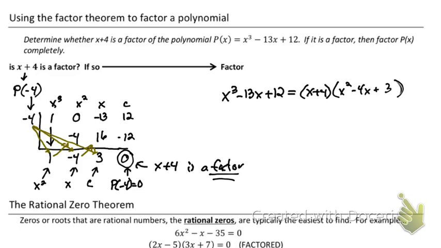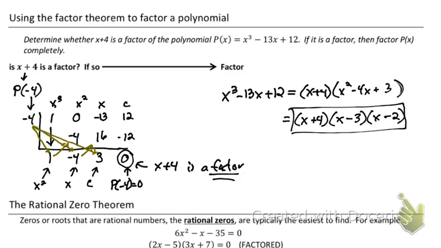All right, so here's the thing. Now we have x squared minus 4x plus 3. That means we can factor it, we can complete the square, or we can use the quadratic formula. Well, it is factorable, so we can have x plus 4 times x minus 3 times x minus 2. That is a fully factored form of x cubed minus 13x plus 12.